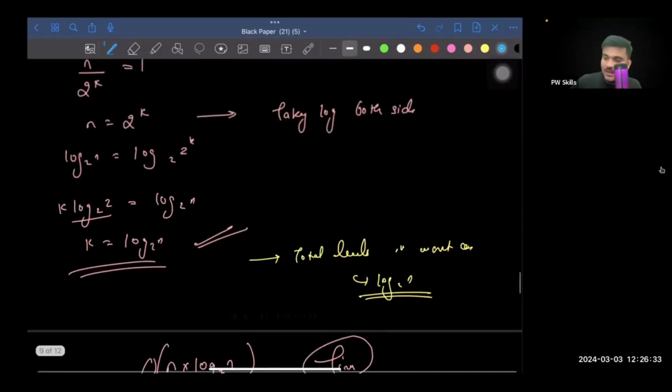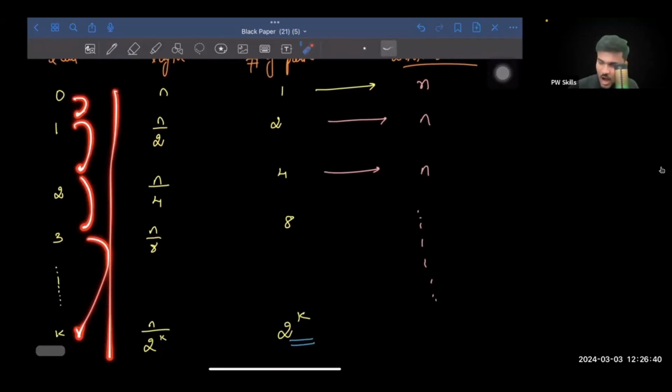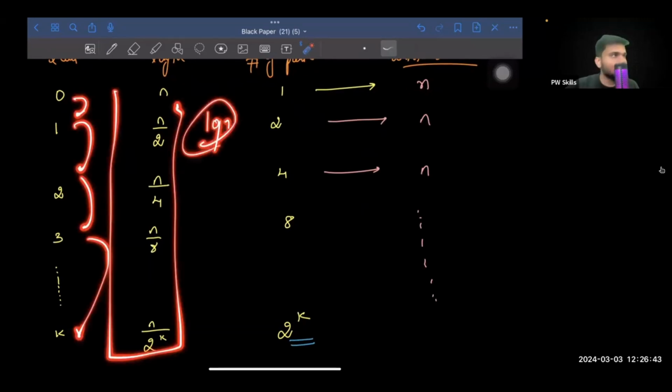And the call stack size is the number of levels, because on each level you make a recursive call. So at any point of time, how many recursive entries will be there? Log n recursive entries will be there.